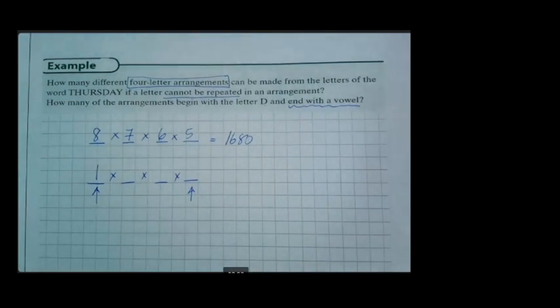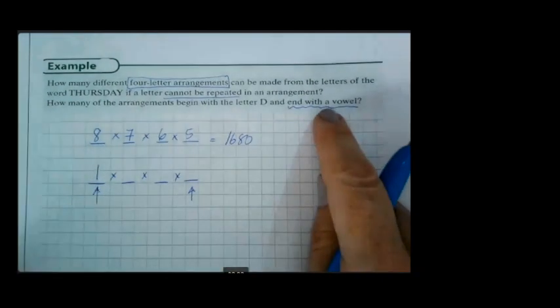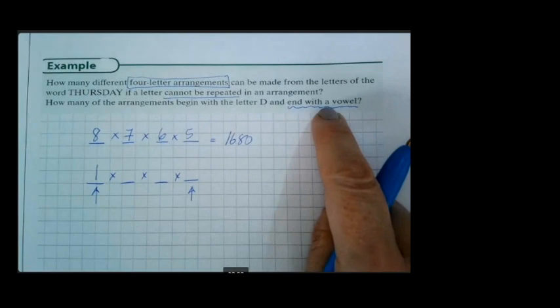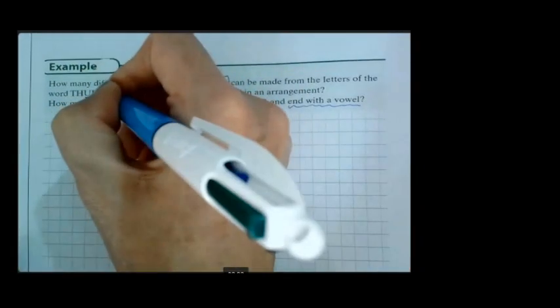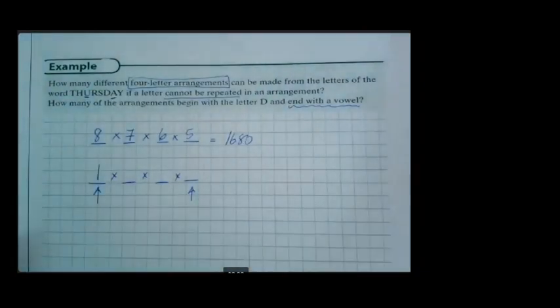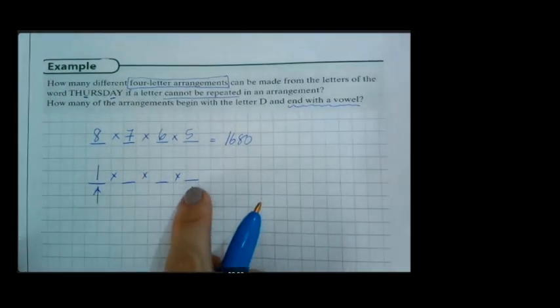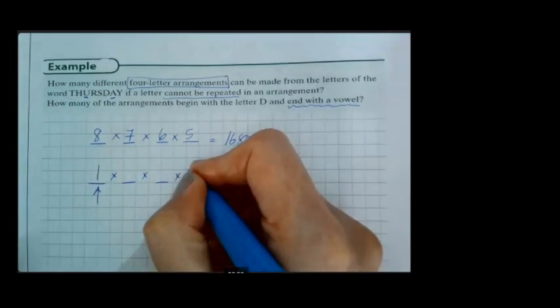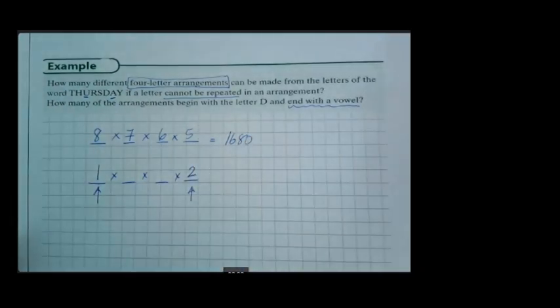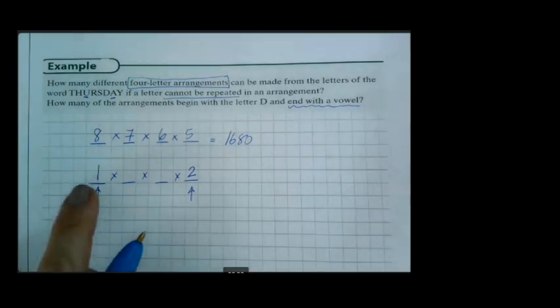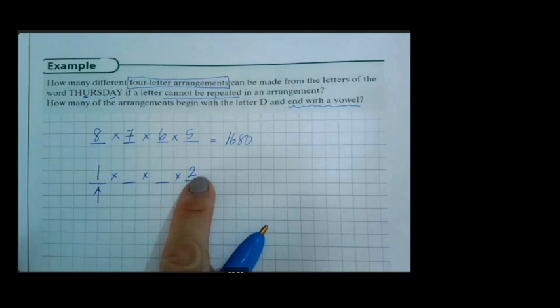Wherever the restriction is, deal with that first. So I've got the D sorted. Now I've got a restriction that it must end with a vowel. Your vowels are A, E, I, O, and U. I have a U and an A in Thursday to choose from. So looking at that last position next, because it's my next restriction, I have 2 vowels to choose from there, so I've only 2 options. I've got a D in there, and either a U or an A is going there. So 2 options at the end.